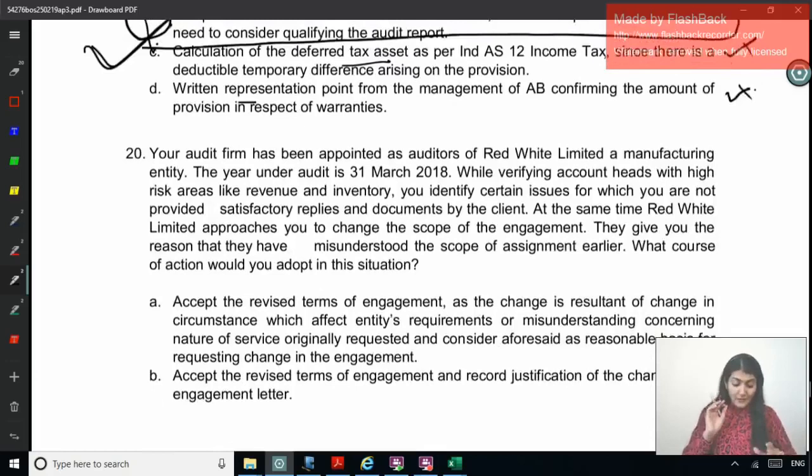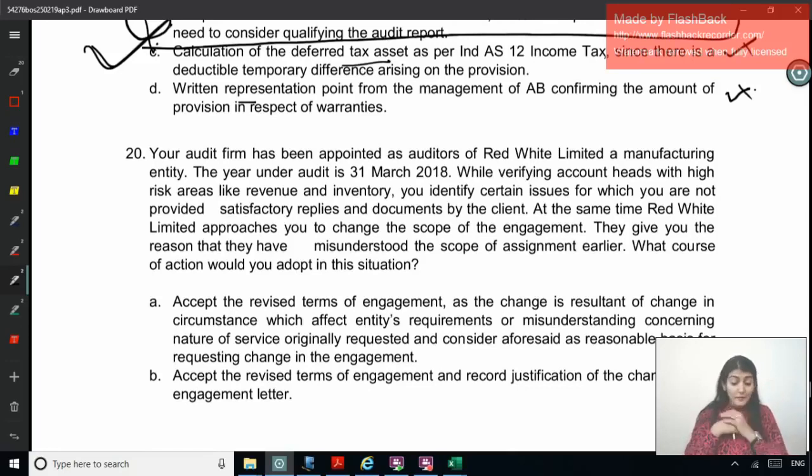Okay, last one. Your audit firm has been appointed as auditor of Red White Limited, a manufacturing entity. The year under audit is 2018. While verifying account heads with high risk areas like revenue and inventory, you identify certain issues for which you are not provided satisfactory replies and documents by the client. Revenue, inventory, not getting satisfactory replies and documents.